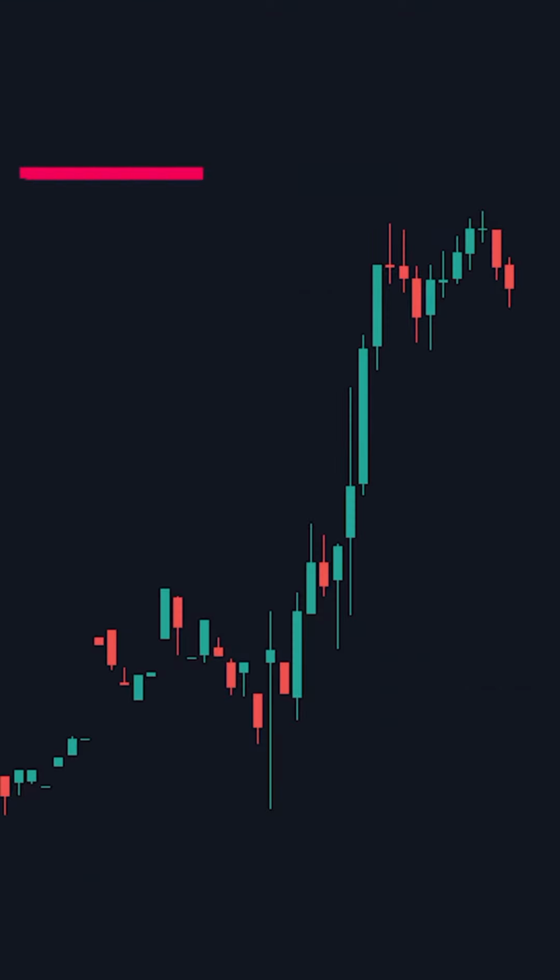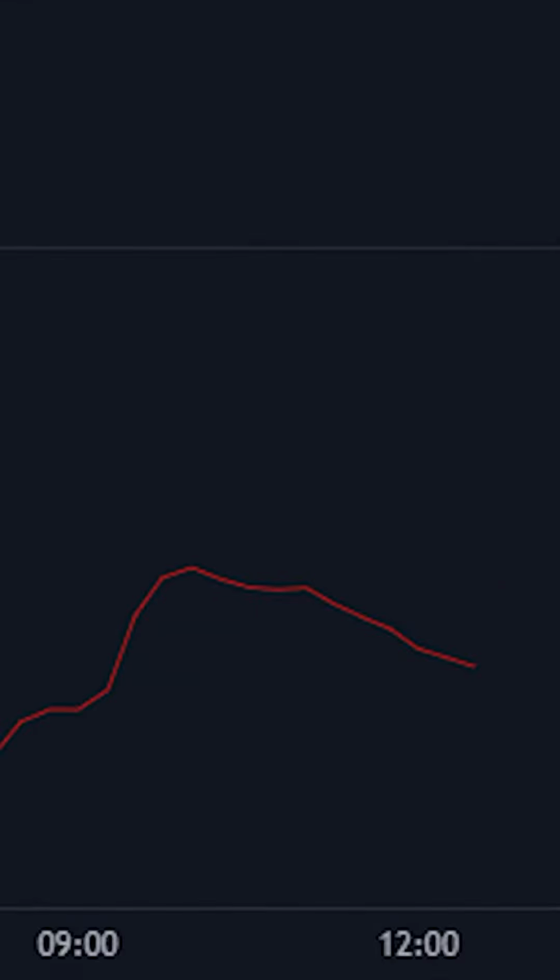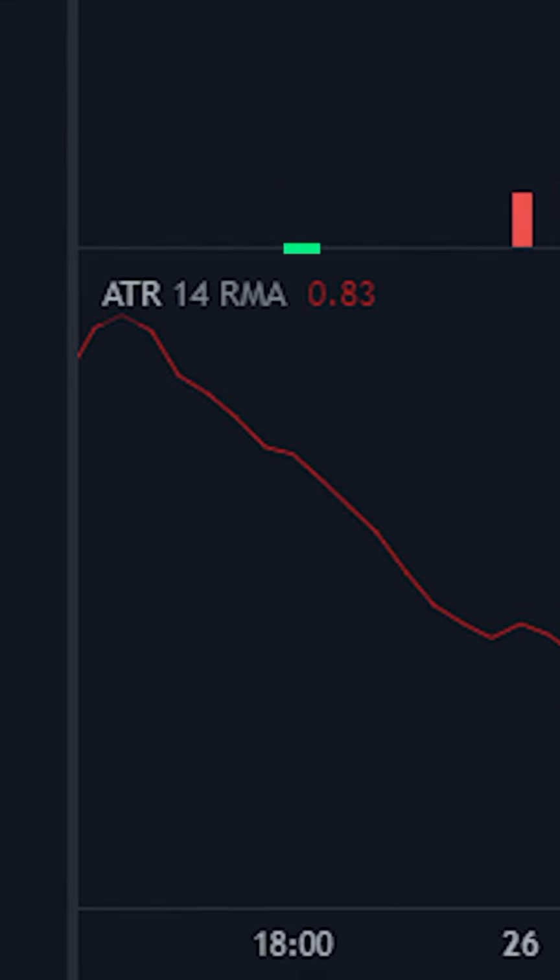Well, here's how to fix that. Go to TradingView, go to the Indicators tab, and type in ATR. What this indicator does is look at past candles and measures the average volatility or size of those past candles. You can see that the average candle size is displayed right here.